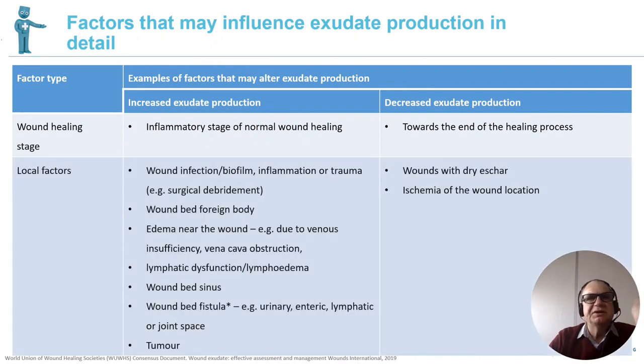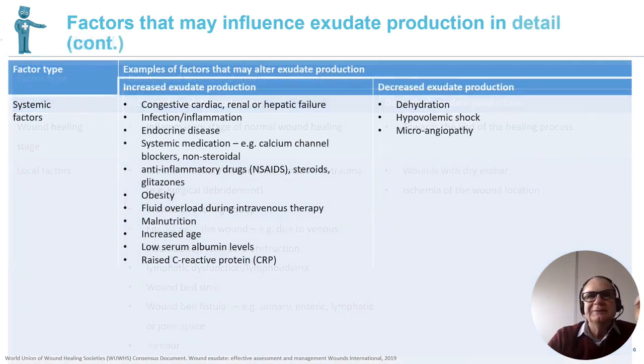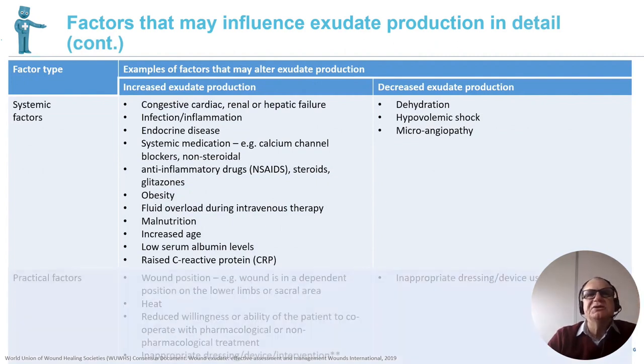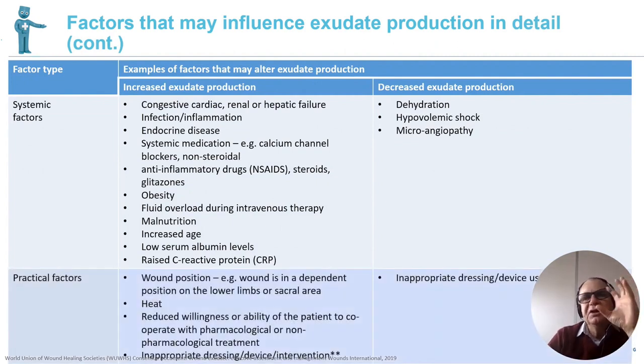And these are some examples here for you about the factor type, for example, the stages of wound healing where you have a lot of exudate and not that much exudate. Local factors of the wound that we talked about previously: ischemia will give you less exudate, but edema, infection, fistula will give you a lot of exudate. Systemic factors like drugs, malnutrition, age, etc. And here you have a huge list.